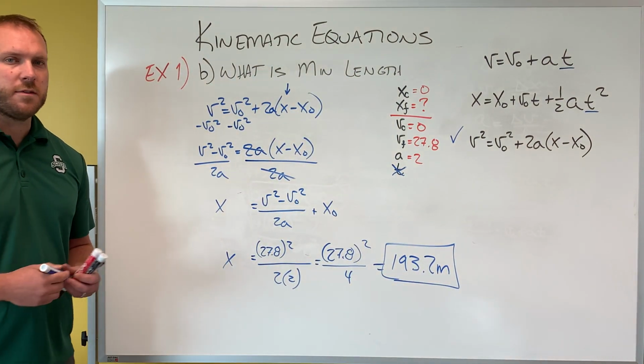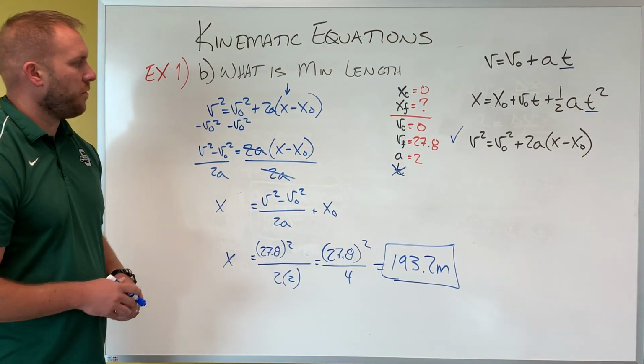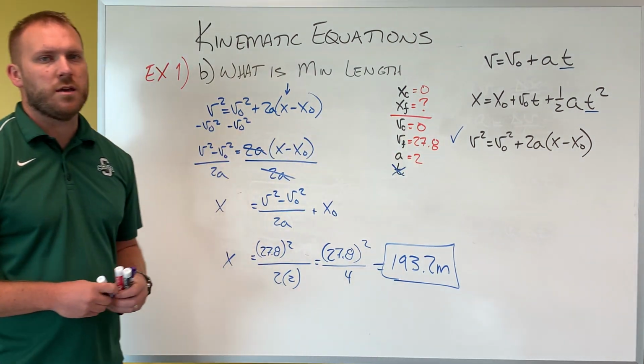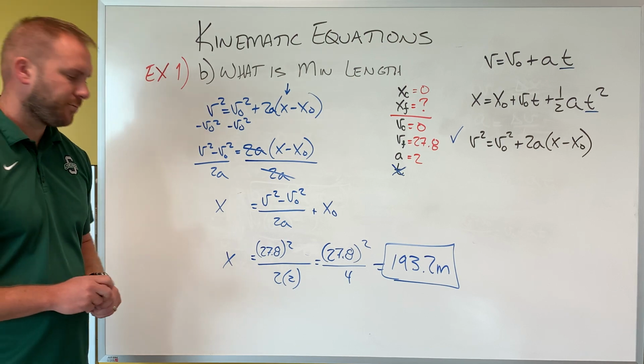That is the minimum length that runway could be in order for that airplane to achieve a final velocity desired of 27.8 meters per second.